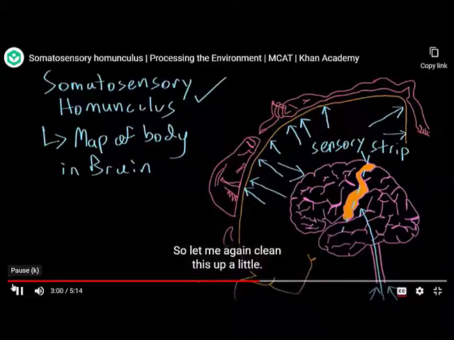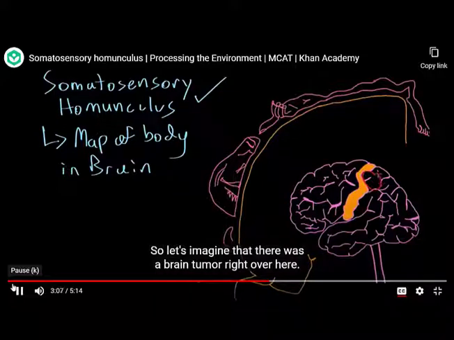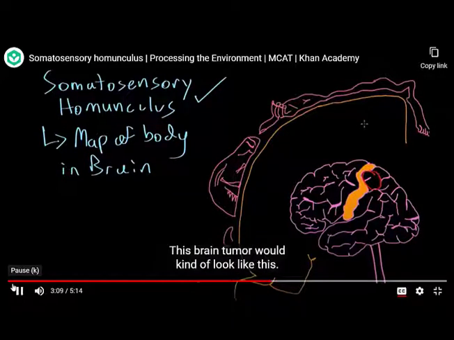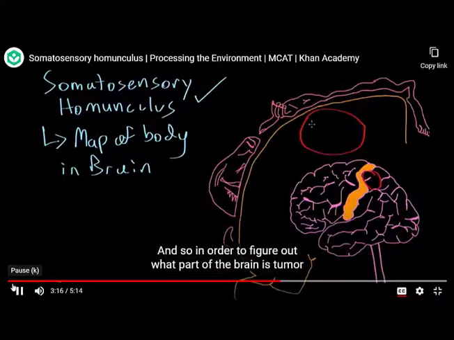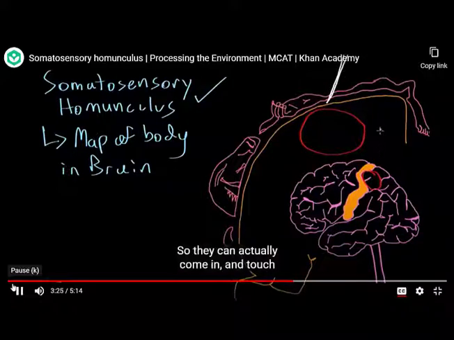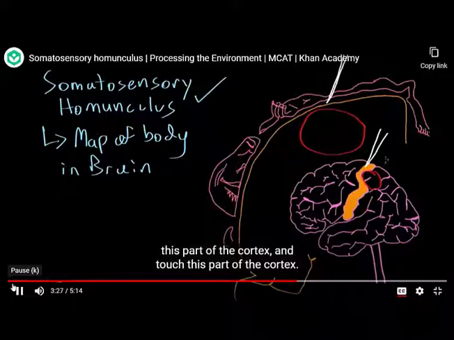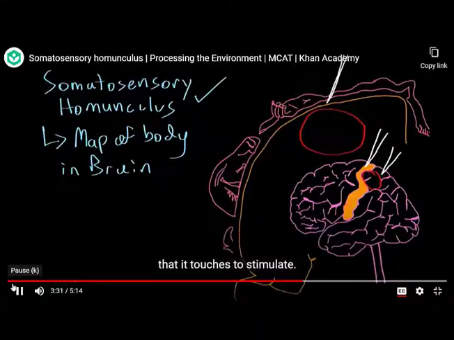So let me again clean this up a little. If this is still a little confusing, let me try explaining it a different way. So let's imagine that there was a brain tumor right over here. This brain tumor would kind of look like this. It would basically be in this region of the brain. And so in order to figure out what part of the brain is tumor and what part of the brain is normal, neurosurgeons can actually go in with an electrode and touch different parts of the cortex. So they can actually come in and touch this part of the cortex and touch this part of the cortex. And this electrode will actually cause the cells that it touches to stimulate.